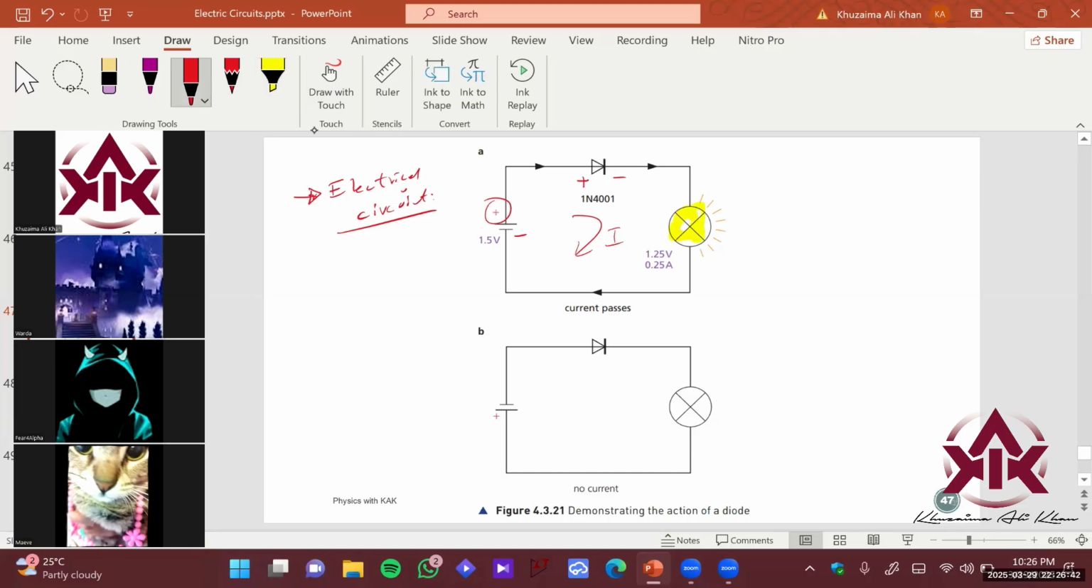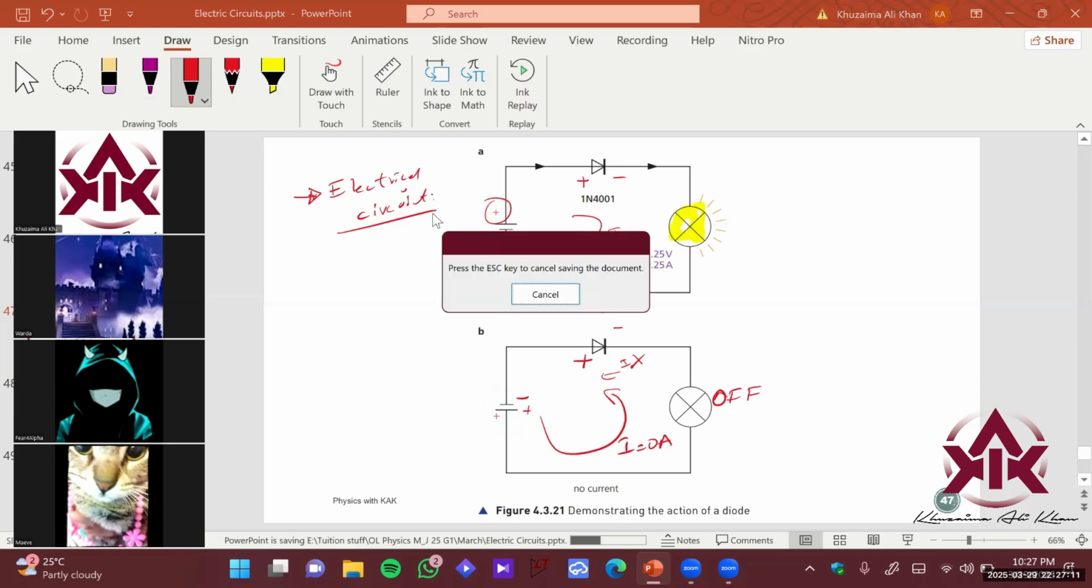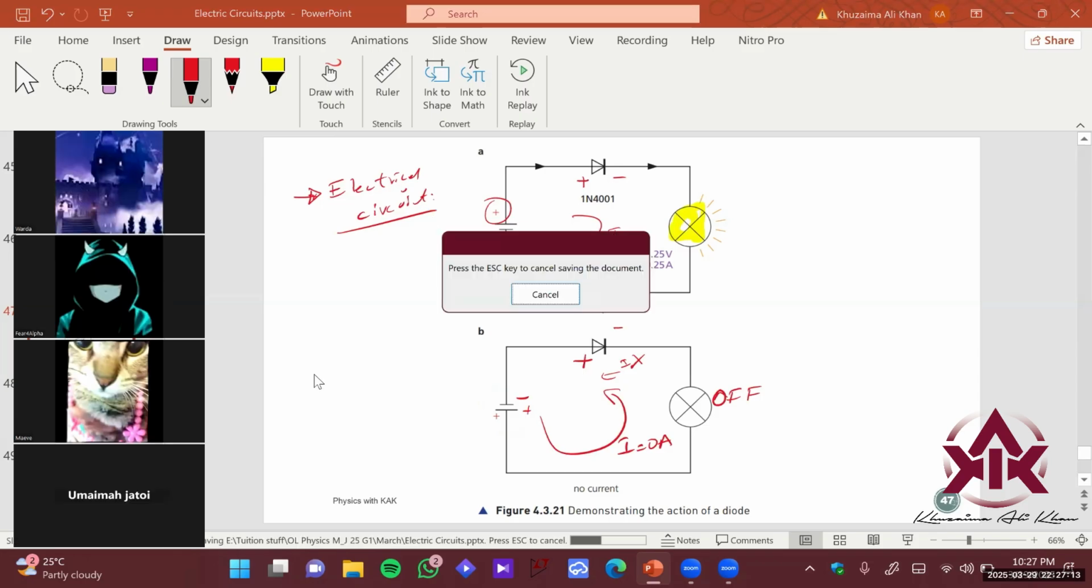If you flip the polarity of the battery like this, let's say now the negative of the battery is connected with the positive of the diode, and the positive is connected with the negative. That is saying the battery is trying to push the current in this direction, so it will not allow the current to flow. Now the current will be zero in this configuration, and the lamp is going to be off. That is conveying the message that there is no current flowing in this configuration, stating that a diode only allows the current to flow in one direction.